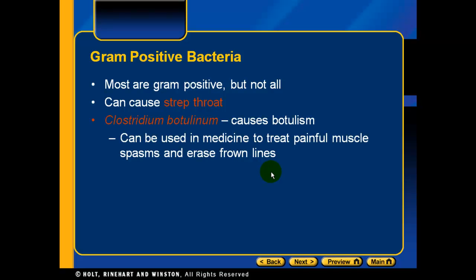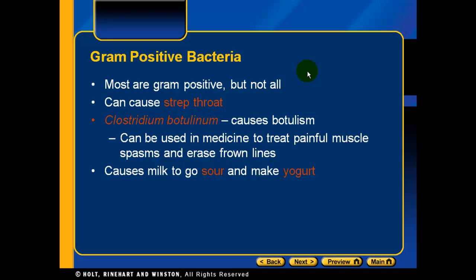Another disease that gram-positive bacteria cause is botulism. Botulism is a very potent disease that gets in food during the canning process. So if you see any cans that are expanded or dented, that's why you probably should not buy them, because it could have been a mistake during the canning process, and this bacteria called Clostridium botulinum got in there. Another strain of that can also be used in medicine to treat painful muscle spasms and to erase wrinkles.